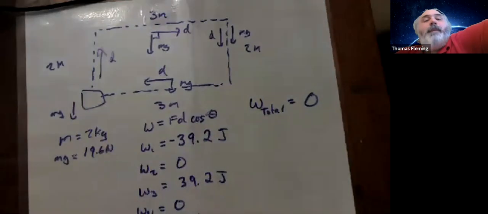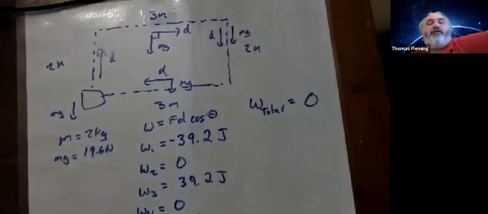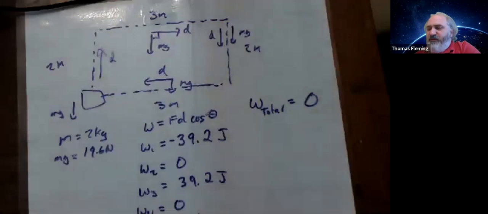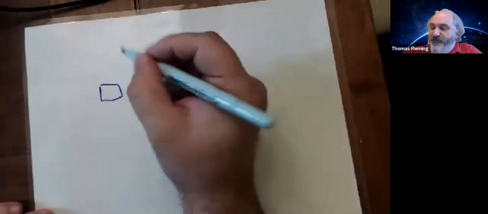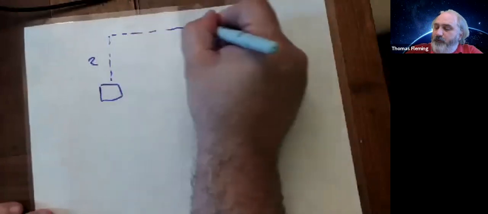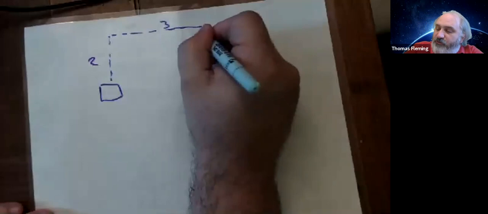Now, maybe that just has to do with the fact that I moved in a little rectangle. What if I didn't move in a rectangular shape? What if I picked a different kind of path? Let's mix it up a little bit. So imagine now that I take my same little object. I'm going to go 2 meters up, 3 meters over, and instead of coming down and back, I'm going to go straight back.